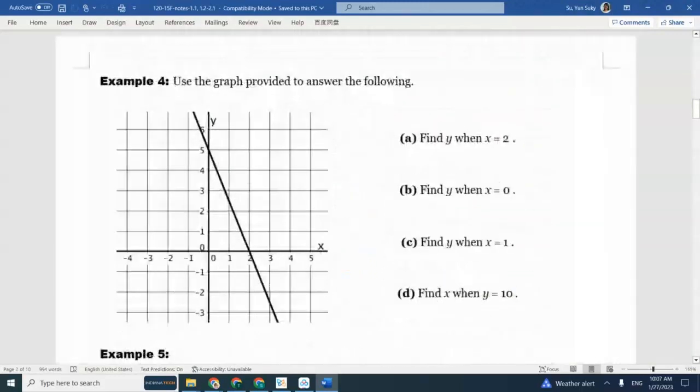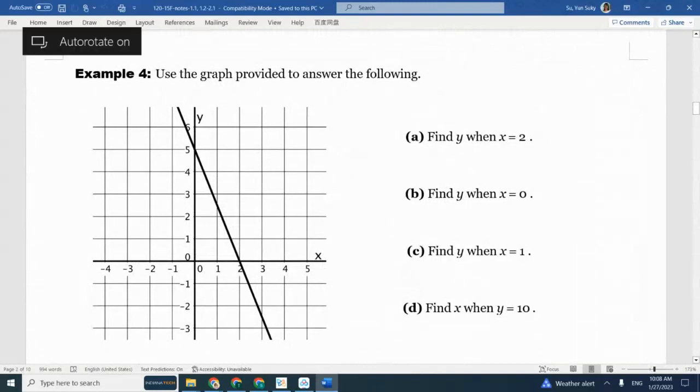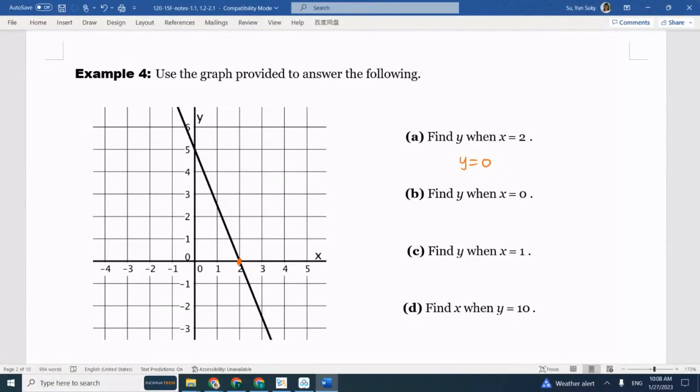And then, let's continue. Example 4. Use the graph provided to answer the following questions. Find y when x is 2. Okay? So this is the x-axis. When x is 2, what's the y? 0. Yes, right? That's 0. So y equals 0. Find the y when x is 0. When x is 0, what's the y? 5, right? That's easy. So y equals 5.